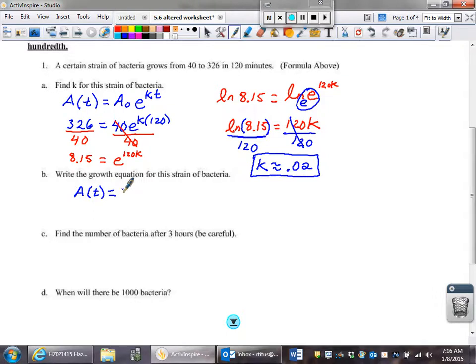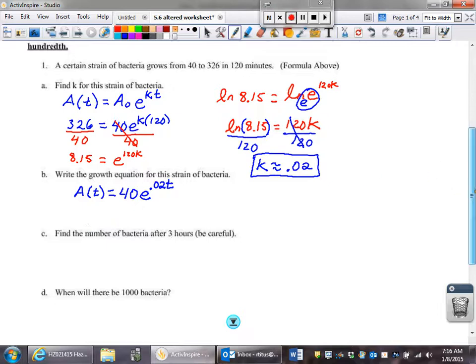You need a starting value, which in this case is 40, and you're going to multiply that by e raised to the rate, which in this case we found to be 0.02 from right up here. That was k, and we're going to multiply that by the time. So if I'm given a time, I can then find the number of bacteria that will be present at that certain time. And that problem is complete.